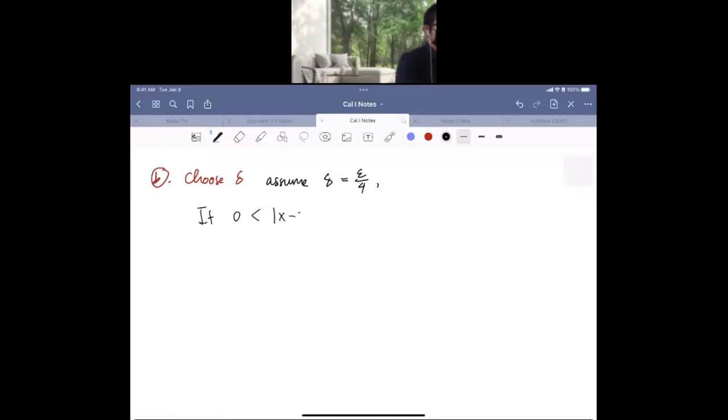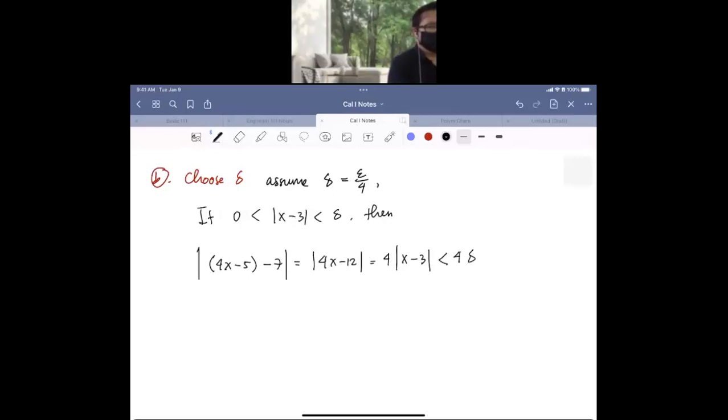So if this, then |4x minus 5 minus 7| will be equal to |4x minus 12|. This will be equal to 4 times |x minus 3|. And this will also be less than 4 delta. In our case here, this will be equal to 4 times epsilon over 4, which means it's our epsilon. So it proves that it fits our statement, that the delta should be epsilon over 4. Okay? So it's true that delta should be epsilon over 4.